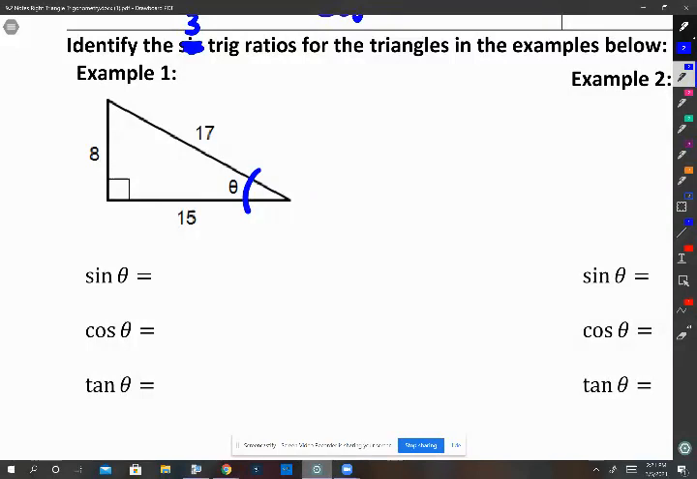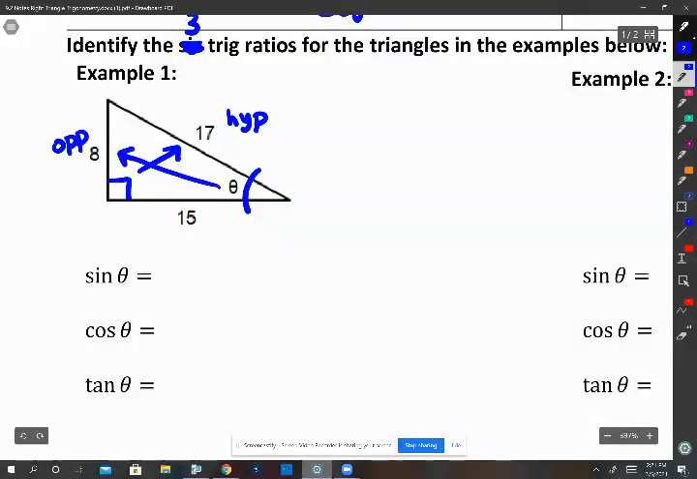Okay. Notice that the other angle up top has nothing there. So across from the right angle is our hypotenuse. Let's think this through. Across from the right angle is the hypotenuse. Across from the angle given is the opposite, which makes this piece our adjacent.